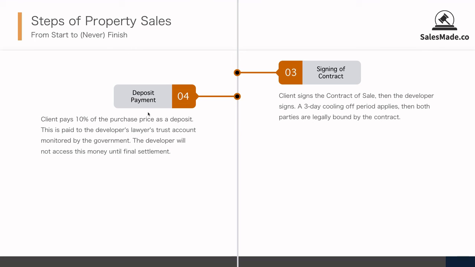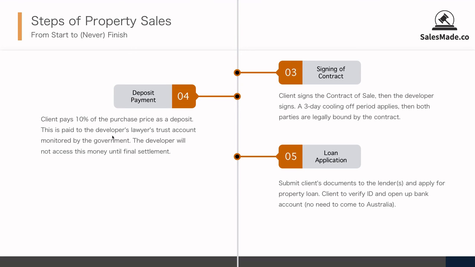So after this deposit is paid and after the cooling off period, if the buyer wants to pull out, if the developer is lenient enough to refund the 10% deposit, great. If not, then literally the buyer would lose that 10% deposit. Okay, so it's best to really think about this deal before you pay the 10% deposit.